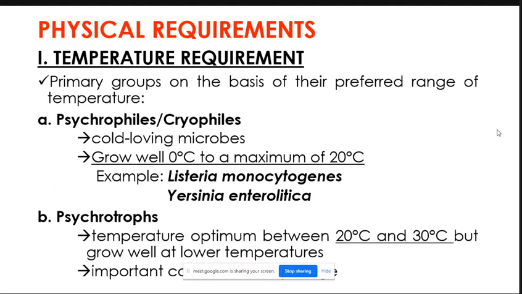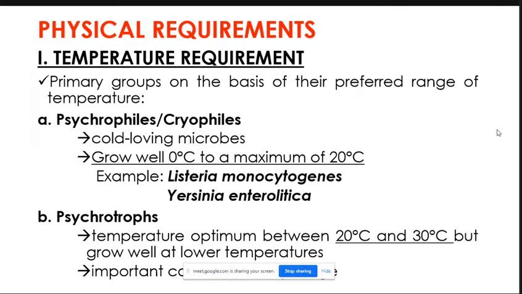For this, you have temperature, pH, and osmotic pressure. In temperature, later in the slides, we have the optimal temperature and others. So, primary groups on the basis of their preferred range of temperature.